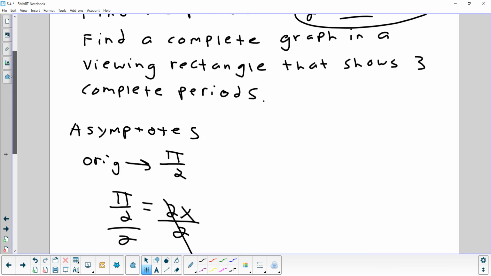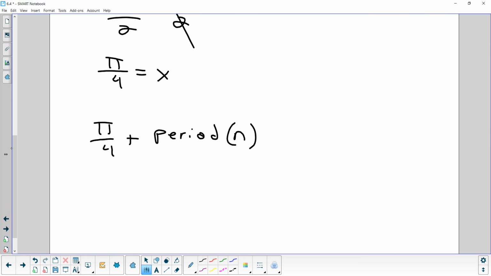For tangent 2x, what's the formula for calculating the period of a tangent function? Pi over b. It's pi over b, and in this case, pi over 2. So the way you would describe all the new asymptotes in this graph is you're going to have one at pi over 4. That's the first positive one you'll have. And then that asymptote will repeat every pi over 2 radians.